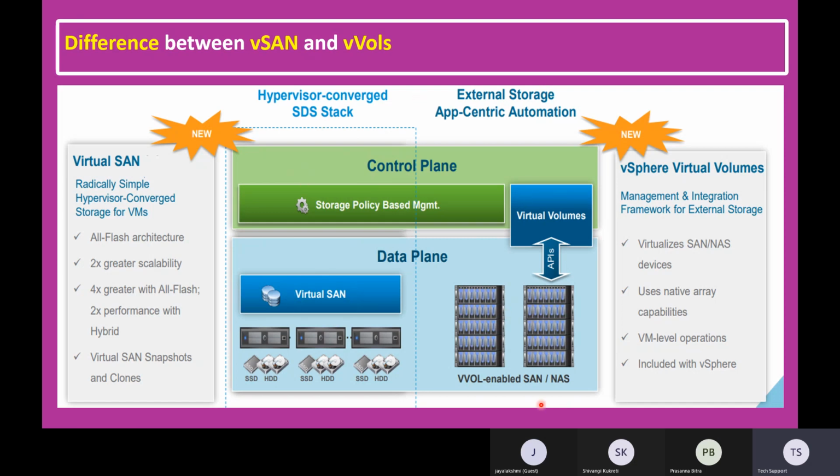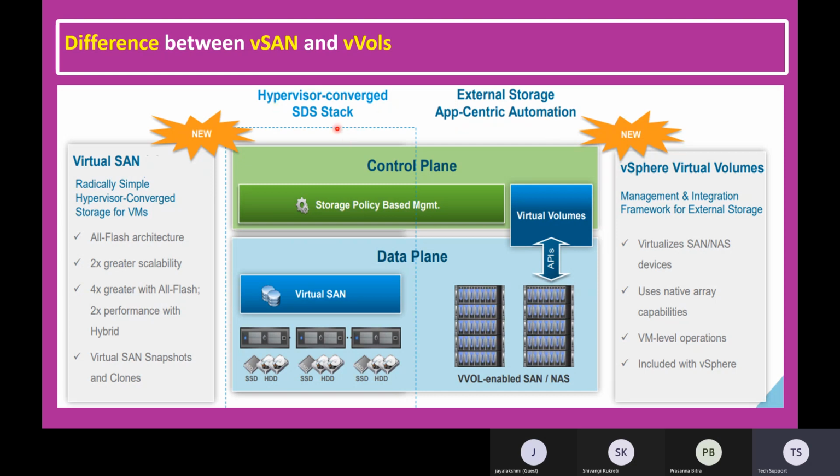When it comes to virtual volumes, it's not about the local hard disk. We require external storage arrays. These external storage arrays can be a storage area network, or a network attached storage. We mainly access the vVols using the VASA provider. The VASA provider provides an API call, API meaning application programming interface. Using the API, we can create a virtual volume data store, and virtual volumes will communicate with the external arrays. So it's considered external storage, app-centric automation, that means application-related automation.